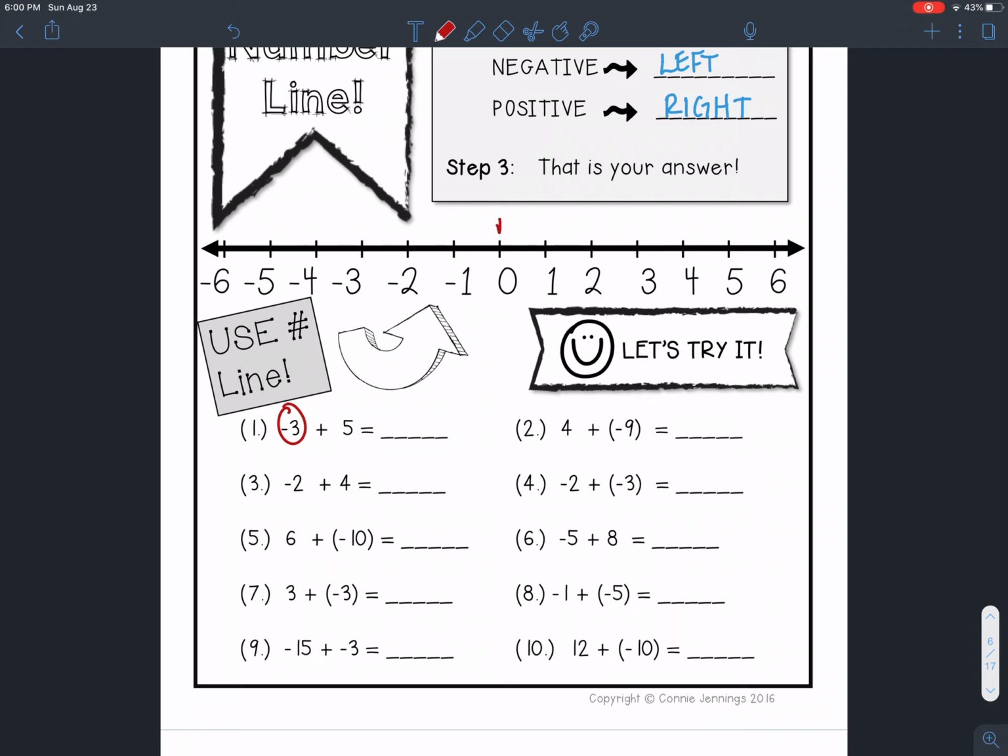We're always going to start at 0 and do whatever our first number says to do. Our first number says go down 3. So we're going to go 1, 2, 3 to -3. And our second number is a +5, so we are going to move from -3 up 5. 1, 2, 3, 4, 5. Remember, up 5 or +5 means to the right, okay? We ended up at +2, so our answer is a +2.